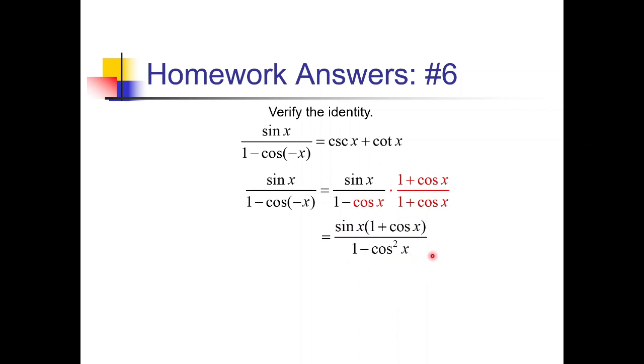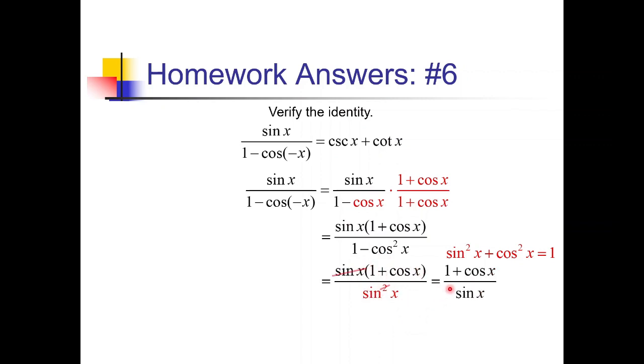Now the reason that I can move forward by doing that is because now I have a squared trig function, so I can use my sine squared plus cosine squared equals 1 identity. If I subtract cosine squared to the other side, 1 minus cosine squared is the same as sine squared, so I can swap this out now for sine squared. And that allows me to cancel out the sine of x that's in the numerator, giving me 1 plus cosine of x over sine of x.